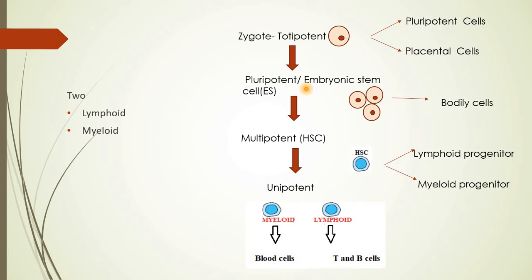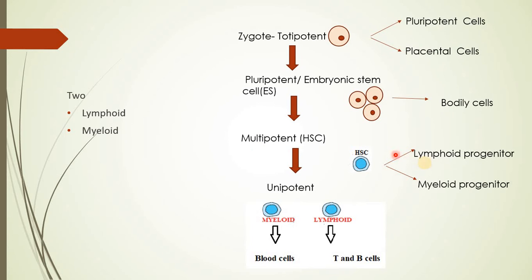Now, these pluripotent cells are also called embryonic stem cells, and these embryonic stem cells later on get differentiated into the multipotent cell. Once again, if I split this word multipotent into two, we have multi and potent as two different words. Multi gives the meaning many. That means this multipotent cell has the ability to get differentiated into many types of cell.